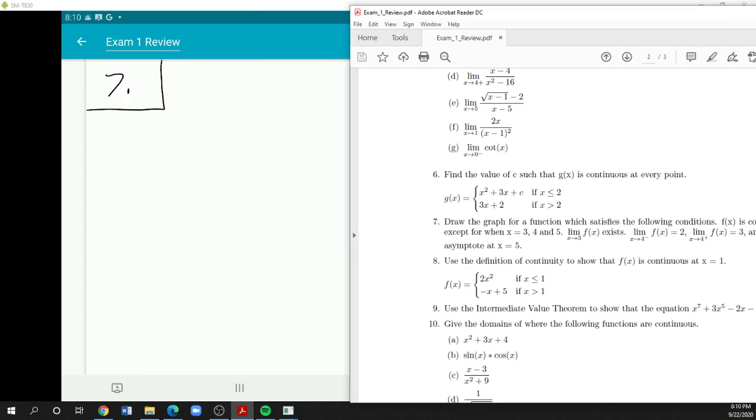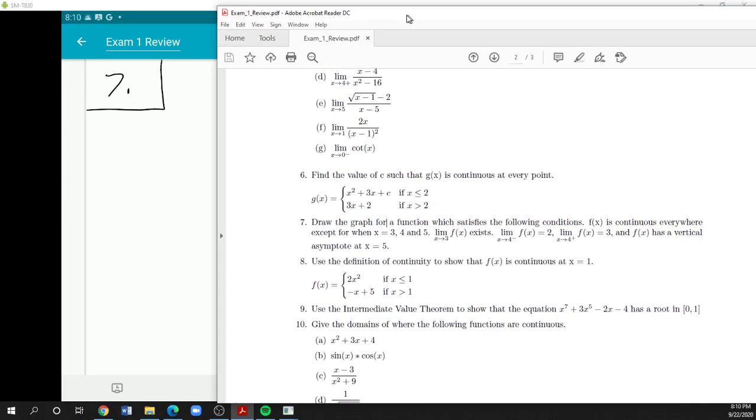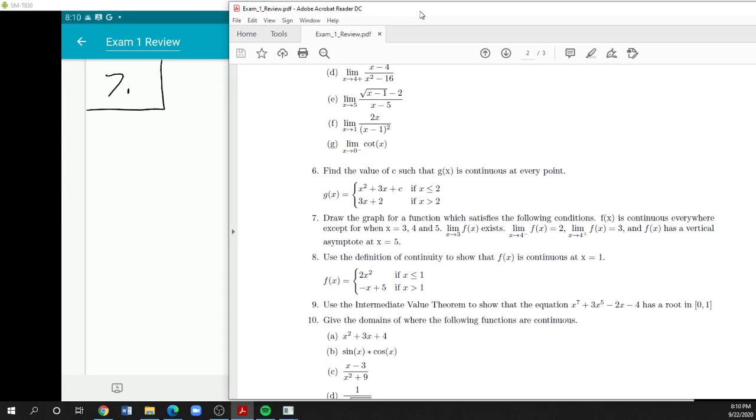Alright, so 7 gives us some specific instructions. It wants us to draw a graph and make sure that certain conditions are met. So f of x needs to be continuous everywhere except at 3, 4, and 5. But then it still puts some demands on us.